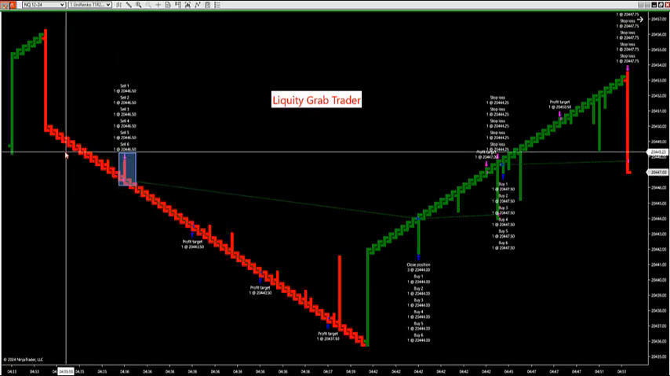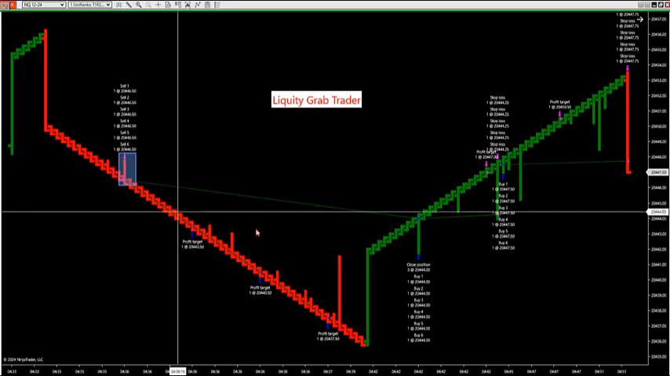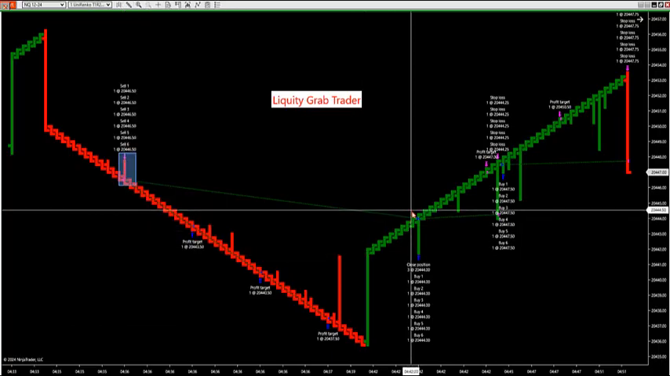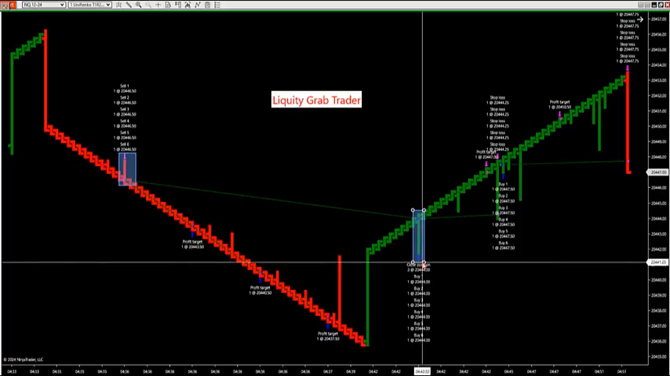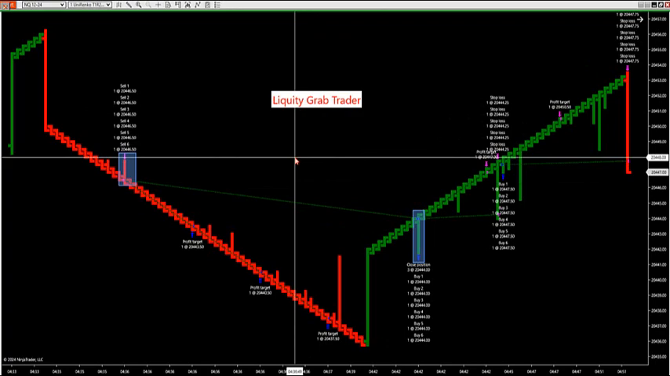So you can see this is the first trend change we had on the downside, and this is the first trend change we had on the upside. And I'm going to show you why and when Liquidity Grab Trader will get long or short.